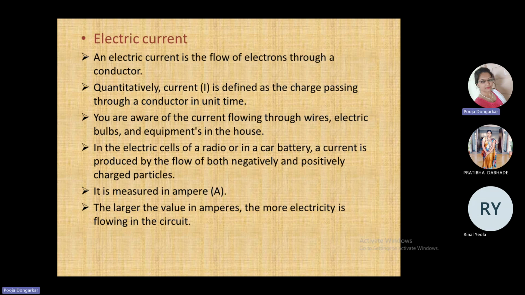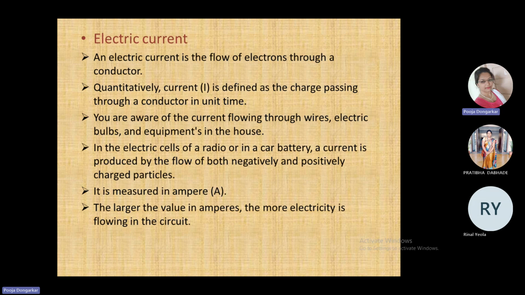They are not conductors. Only the metals can conduct, like silver, gold, copper. Metals conduct electric current. Quantitatively, current is defined as I, the charge passing through the conductor. You are aware of the current flowing through wires, electric bulbs, and equipment in houses.